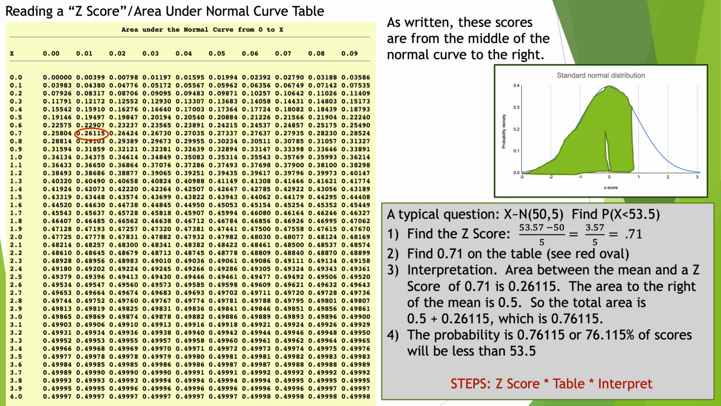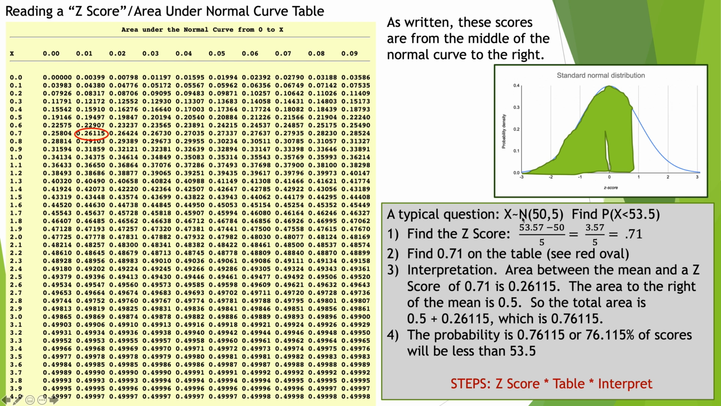Reading a z-score area underneath a curve table. Let's go through this step by step and try to understand how to get this answer correct. All right, this is a sample that we're going to do all from the beginning. Here's a typical question.